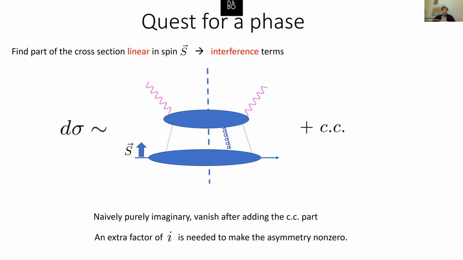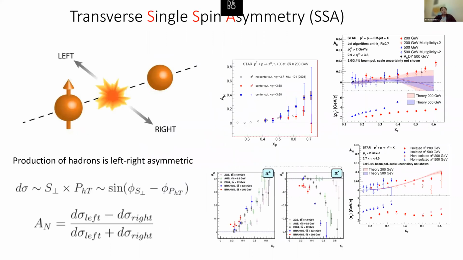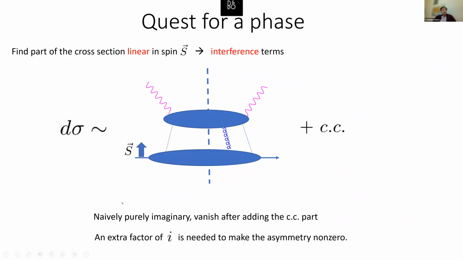We are looking for the part of the cross section which is linear in the spin. You can see it's delta. We are looking for this correlation which is linear in the spin vector, and that's non-trivial because the cross section is a square of the amplitude. So it's non-trivial to get a linear dependence on the spin. And the only way to do that is to look for the interference terms. So for example, this diagram. The diagram on the left-hand side of the cut and the right-hand side of the cut are different.